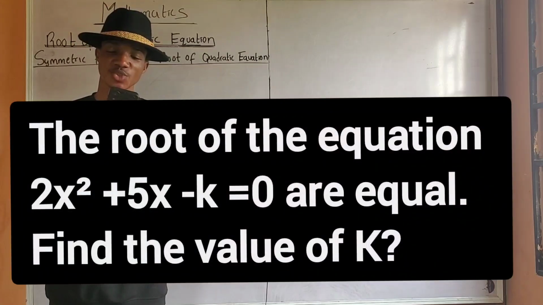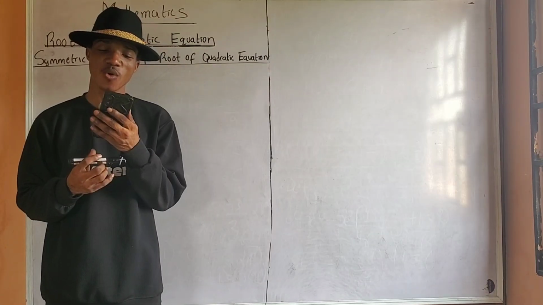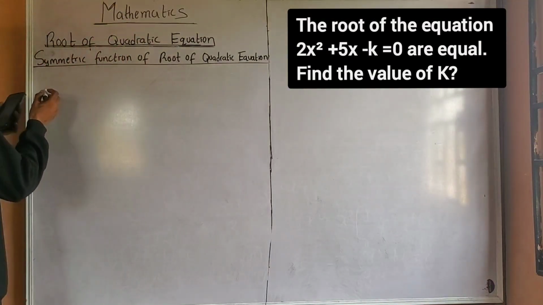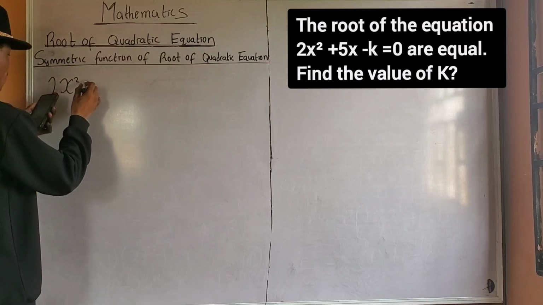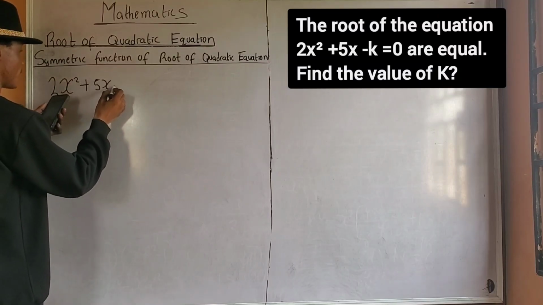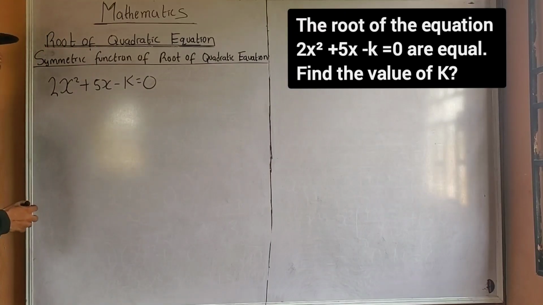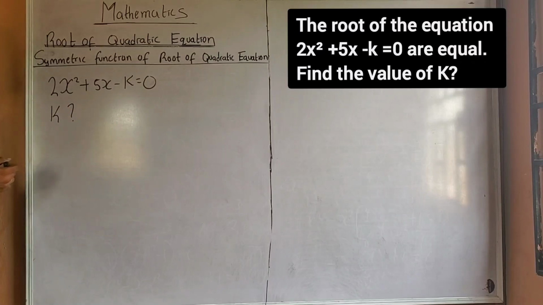The roots of the equation 2x squared plus 5x minus k equals 0 are equal. Find the value of k. Okay, look at this. The roots of this equation, 2x squared plus 5x minus k equals 0, are equal. Now, the first step to get the value of k: I can teach you two ways.